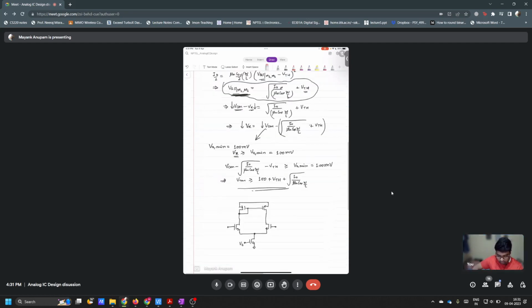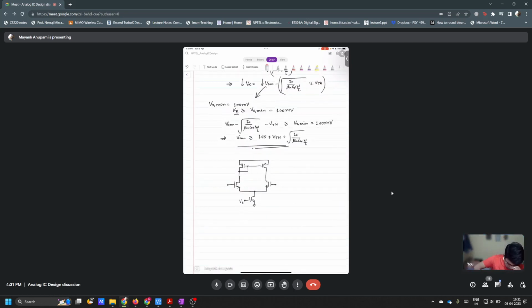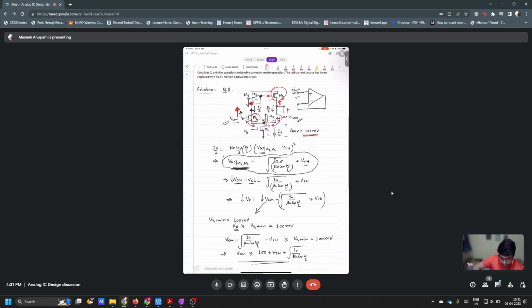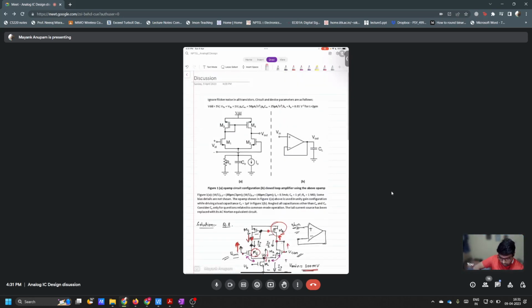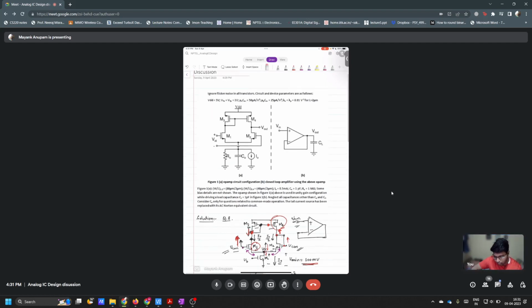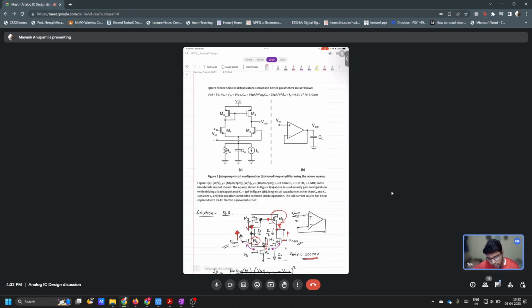Sir, I have one doubt. How do we calculate the common mode gain of the differential amplifier with a current mirror load? You are asking what the common mode gain between input and output is? So what is the definition of common mode gain? We apply equal incremental inputs, correct.